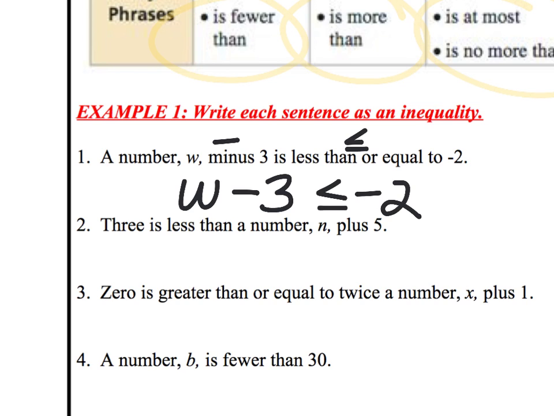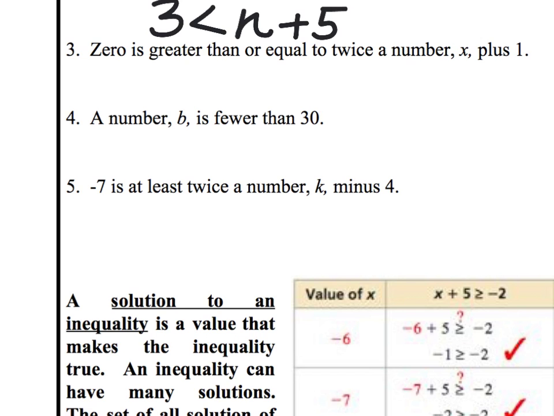Next it says 3 is less than, so less than is like this, is less than a number n plus 5, so adding 5. Zero is greater than, so our greater than sign, or equal to twice a number x, so that would be 2 x's, or 2 times x plus 1, so add 1.